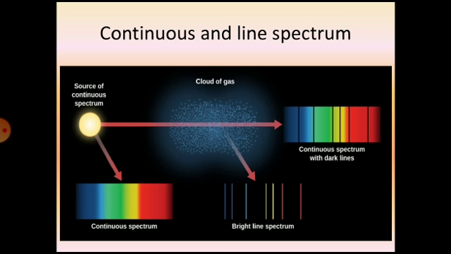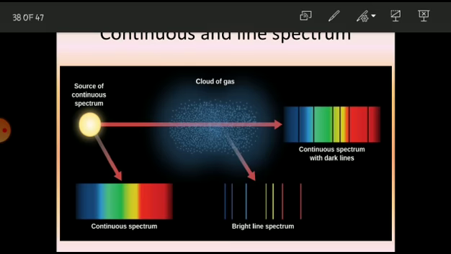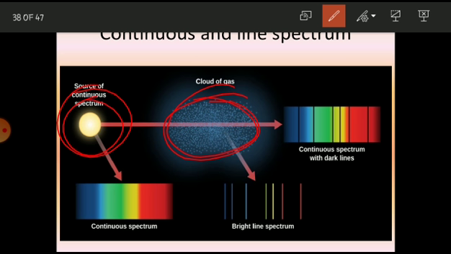Continuous and line spectrum. Both are very simple to understand. When a source of continuous spectrum, that is any source, is passed through the cold gas, the cold gas has the tendency to absorb the light. It will absorb some light from this source, and further light it will emit. So emitting lights, it shows the color, and the light which is absorbed will show the dark band.